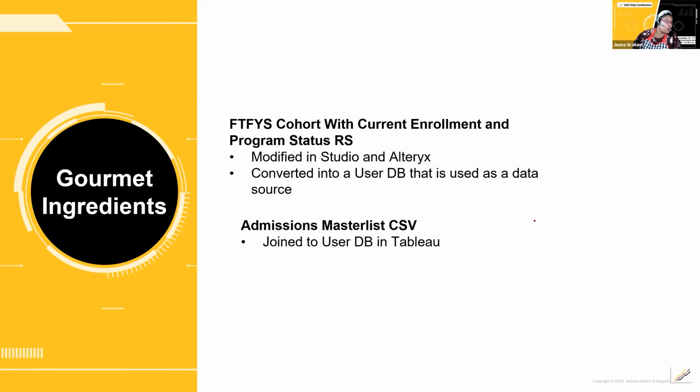So what are we using? Gourmet ingredients. We are utilizing the FTFYS cohort with current and enrollment status, which has been modified in Studio and Alteryx. This is also on the analytics site, but because I manipulate and add a lot more ingredients to that, I'm using it in Alteryx now. What I've done is converted it into a user database, and that serves as the source for the dashboard. And I also have utilized that lovely admissions master list to pull in a lot of that rich demographic data.